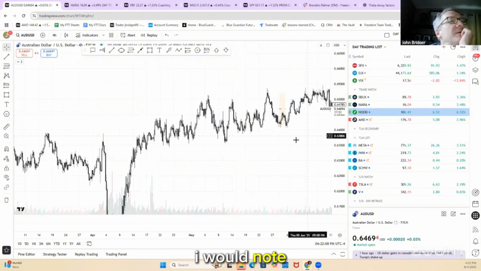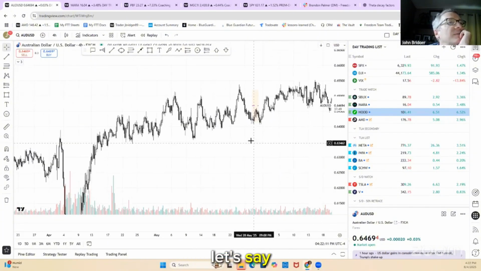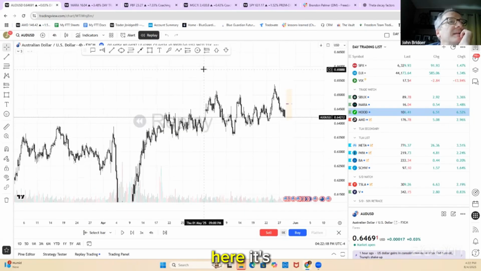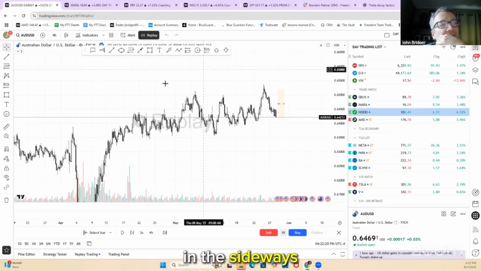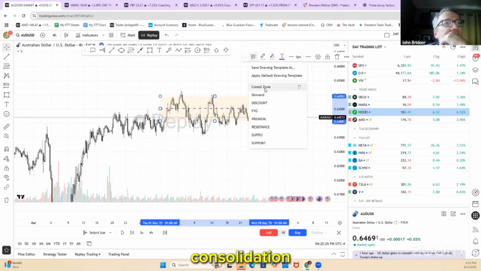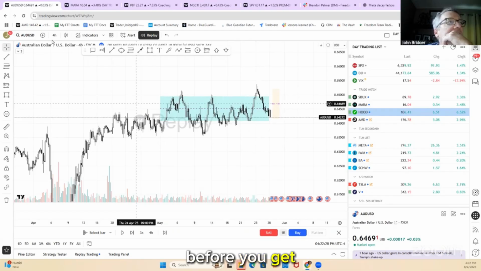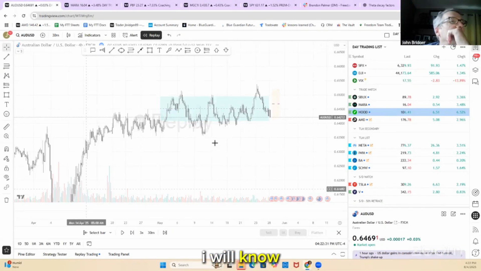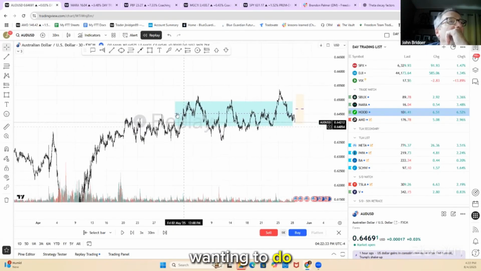So one thing I would note, if I was looking at this before you made that trade, right? So I go free trade somewhere around here. I would say we're kind of in this sideways consolidation, right? There's really no up or down. Just know anytime before you get into playing a trade, I want to know what is price wanting to do in a higher time frame.